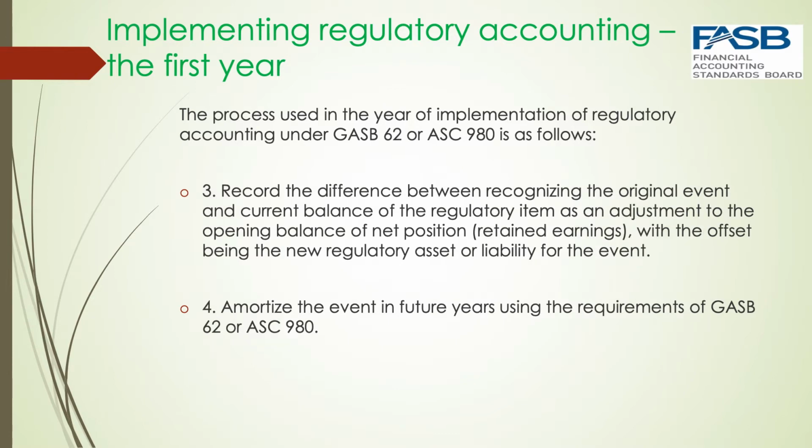So once you've decided what those events are, you calculate the remaining balance of the event in the current year that hasn't been recovered through customer rates. What you are left with are costs that are to be recovered through future customer rates or revenues that will be recognized through future customer rates as well. Next in the process is to record the difference between recognizing the original event and current balance of the regulatory item as an adjustment to the opening balance of net position or retained earnings. And the offset of that is a new regulatory asset or liability for the event.